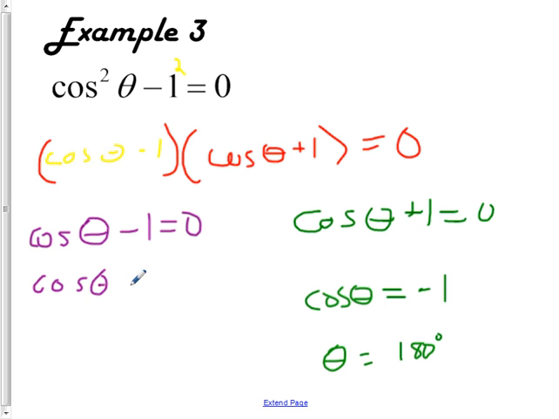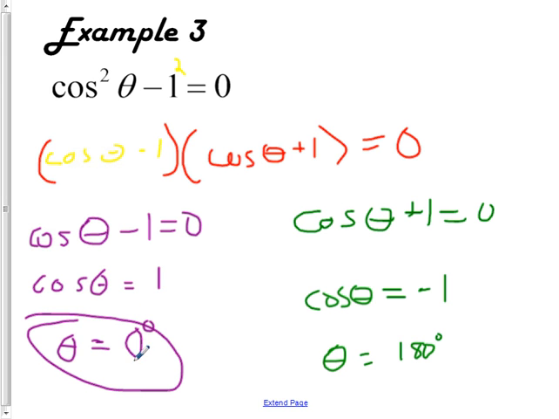So here you have cosine of theta equals positive 1. So once again, I would expect you to know that because it's on the unit circle. And cosine of theta equals 1 at 0 degrees. So now you have those two solutions.